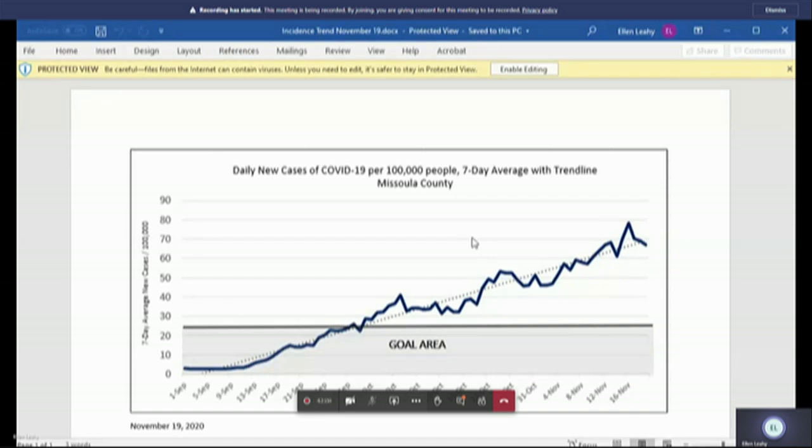When we start looking at case doubling, and if we get anywhere near case doubling every several days, that will be extremely alarming. And it can happen, and it has happened in the country.